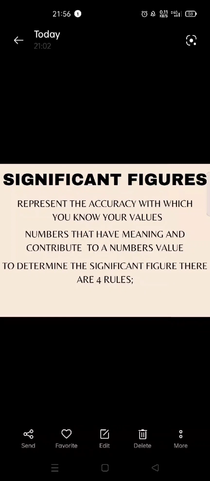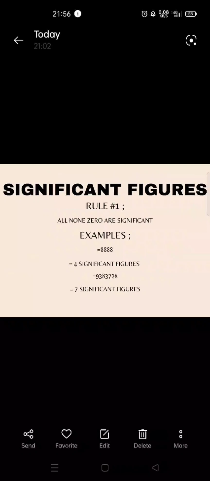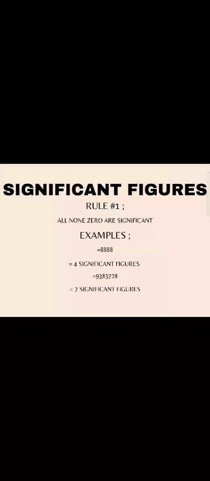The fourth topic, the significant figures. It represents the accuracy with which you know your values. These are numbers that have meaning and contribute to a number's value. To determine the significant figures, there are 4 rules. The first rule, all non-zero digits are significant.